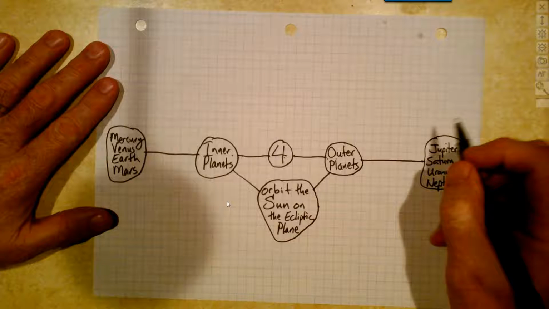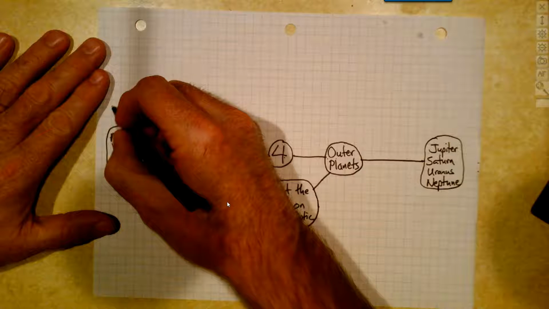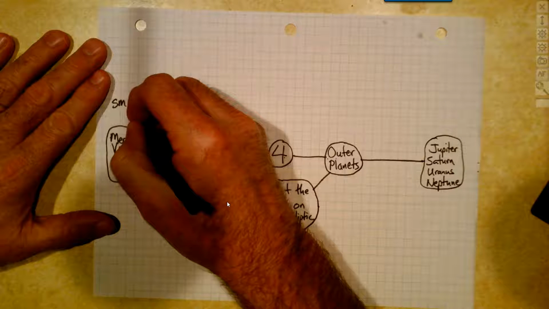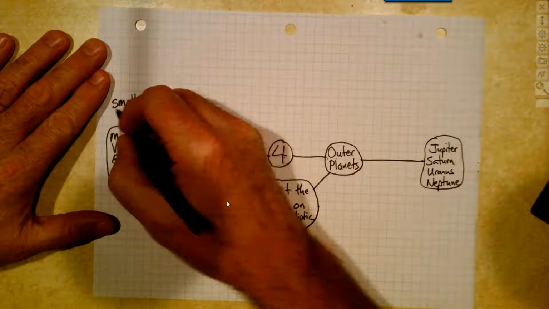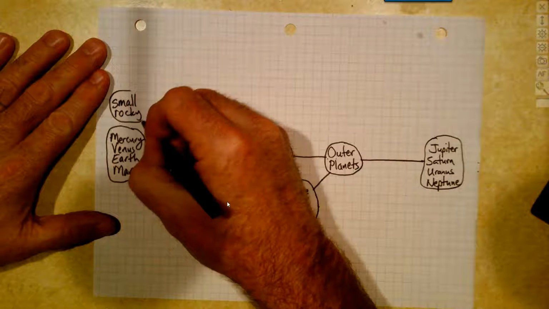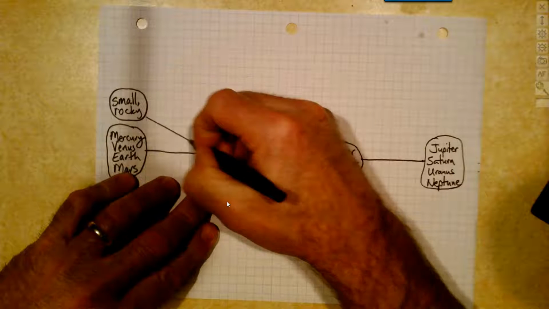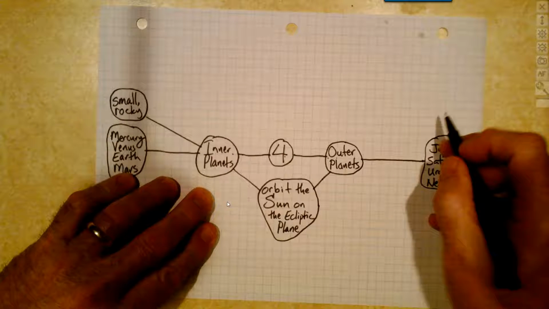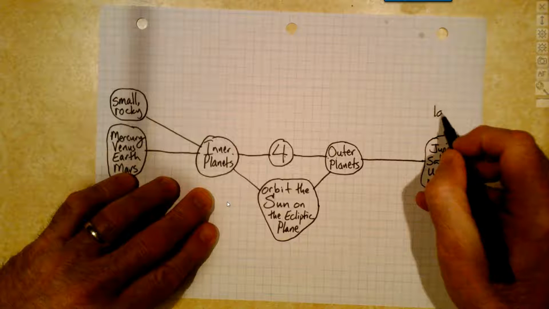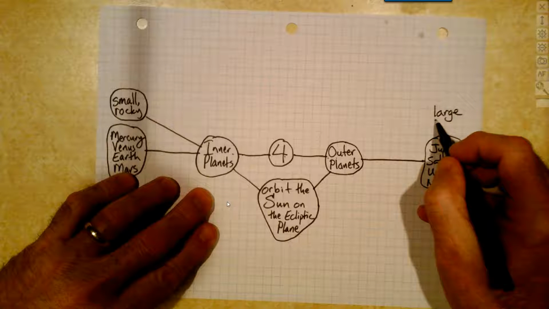Okay, let's see, a difference for them. The inner planets are small, and they're rocky. Put a comma there. And at the same level over here, these are large and gaseous.